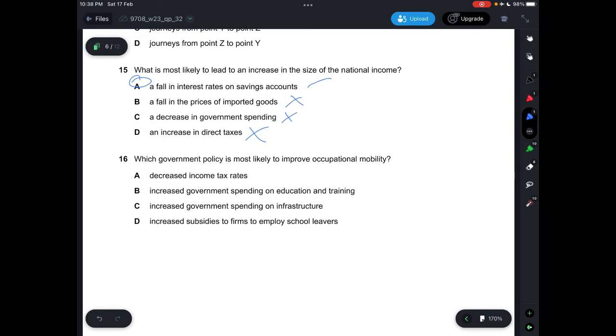Question 16, which government policy is most likely to improve occupational mobility? A says decrease income tax rates, which is not correct. Here it says improve occupational mobility, so basically improving on job changing and all those things. B says increase government spending on education and training, which is correct. C says increase government spending on infrastructure, that's accurate. D says increase subsidies to firms to employ school leavers, least correct. We're saying here is most likely, so most likely is when you improve training and education so that people who are more trained and more skilled are able to enter the workforce, depending on which workforce they want to enter.